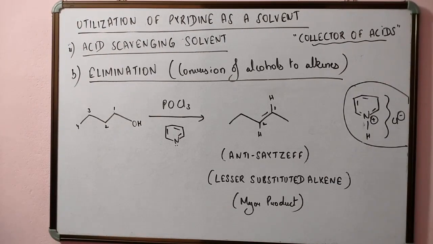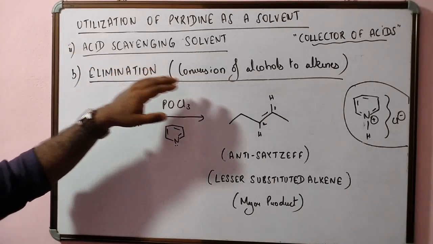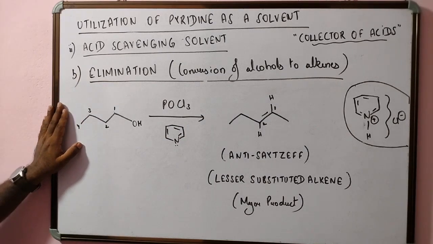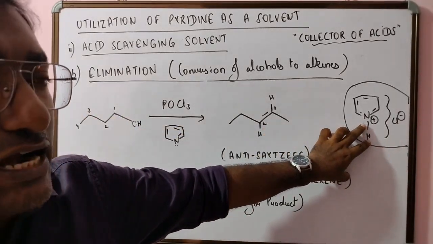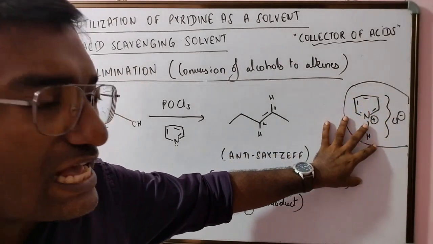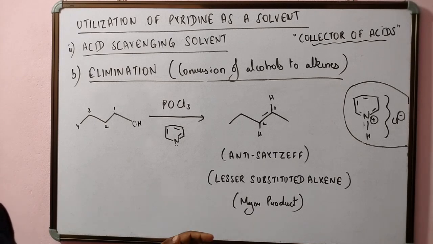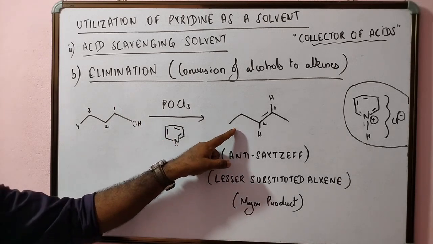Another example which proves that pyridine is an acid scavenger is the elimination reaction that is involved in the conversion of alcohol to alkenes. In this reaction too, pyridine collects acid and forms pyridinium hydrochloride. Although the collection of this acid has no impact on the rate of the reaction or the yield of the product, it is noteworthy that the use of pyridine determines the stereochemistry of the product.